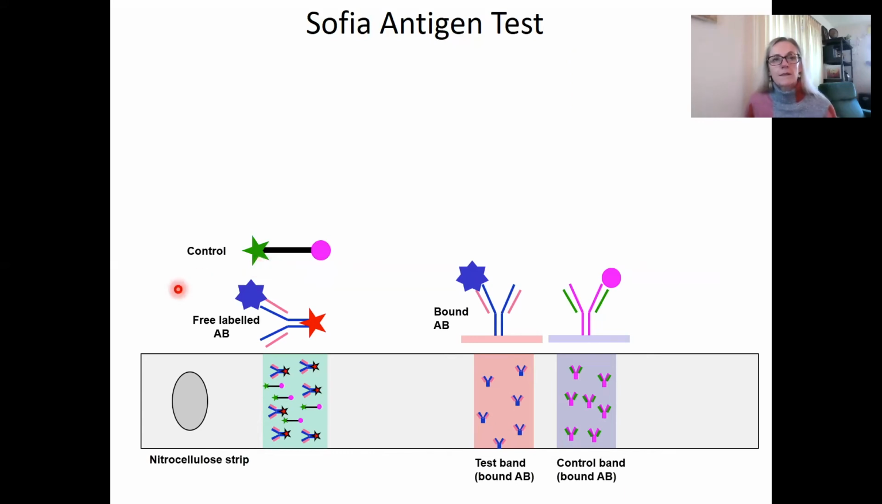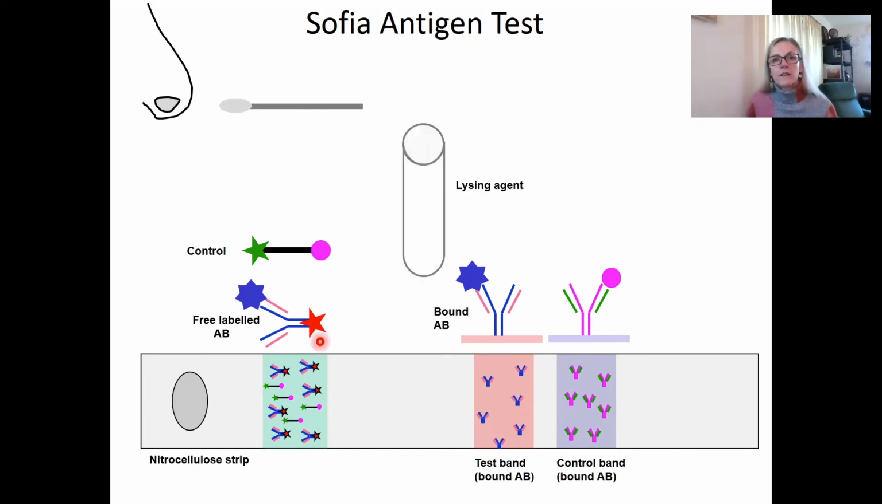What happens is you take your sample, in this case a nasal sample, and you have a lysing reagent. You take that swab and it goes into that lysing reagent and it lyses all the cells and everything there, releasing those viral antigens. So you can see the nucleocapsid antigen here.